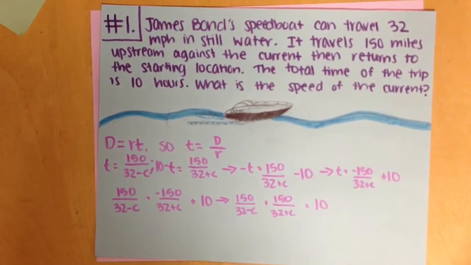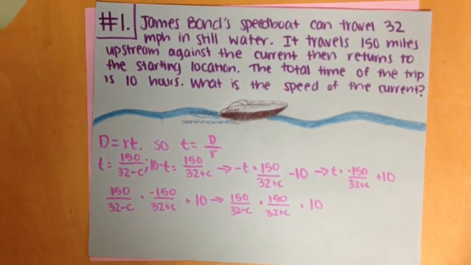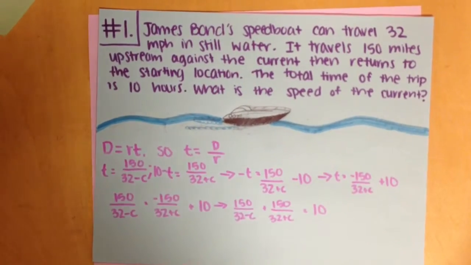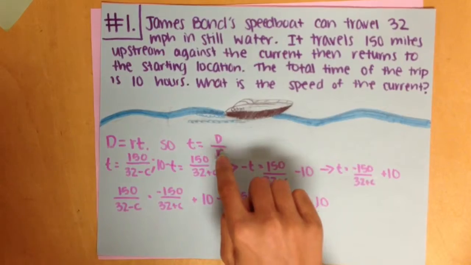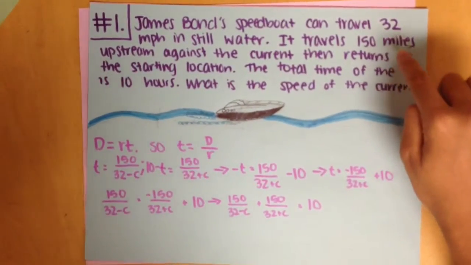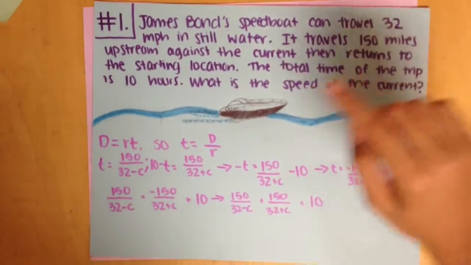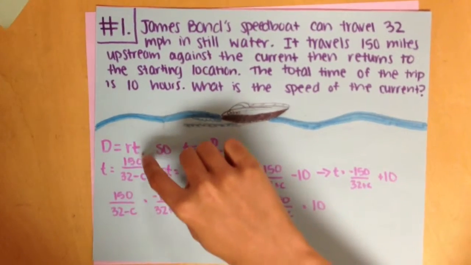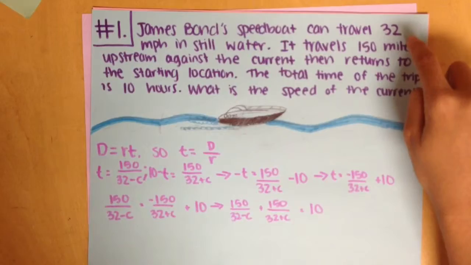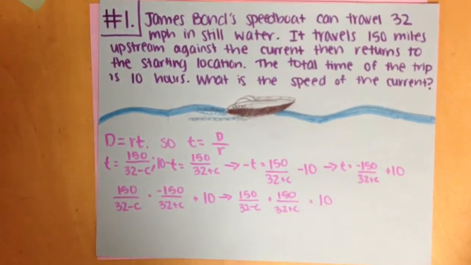This problem deals with distance, rate, and time. So naturally, we'll use the equation distance equals rate times time. We're dealing with time here, so you can divide rate from both sides and get time equals distance over rate. The distance here is 150 miles, since James Bond's speedboat can go 150 miles upstream, and then it goes 150 miles back. So time equals 150 over 32, which is how many miles per hour his speedboat can travel in still water, minus the current, since he's going upstream against it.